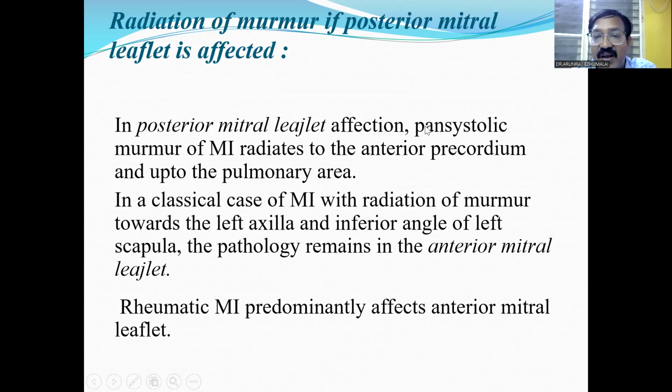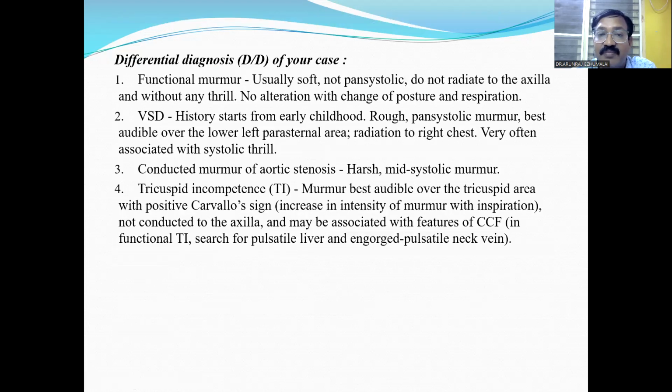So radiation, we have already discussed, in posterior mitral leaflet affection it radiates to the aortic area, pulmonary area, even to the base. But in the classical case of MR, mostly it will be referred to the left axilla and the inferior angle of the left scapula. So posterior mitral leaflet, pulmonary area or base, you just remember these things. Rheumatic mitral disease commonly affects the anterior mitral leaflet, and so the murmur will be radiated towards the axilla.